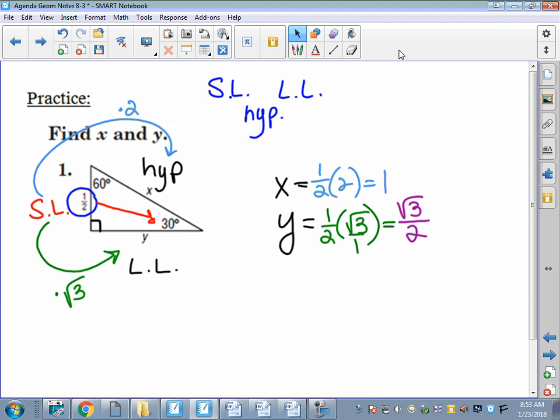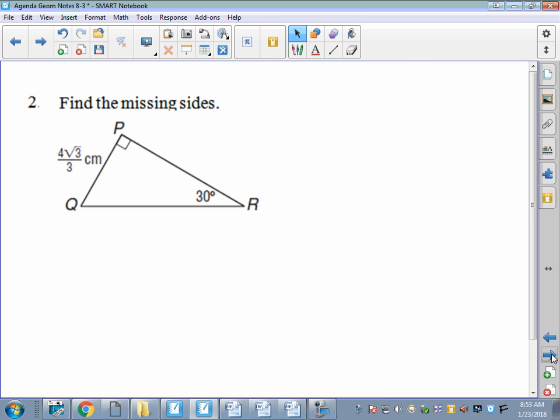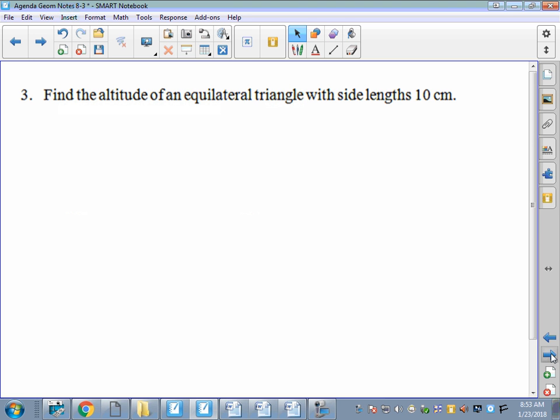So that was just using shortcuts, and I started off by giving you the short leg. So just memorizing or knowing those. Let's skip number 2 and go to a nice word problem. It says to find the altitude of an equilateral triangle, the side lengths are 10.